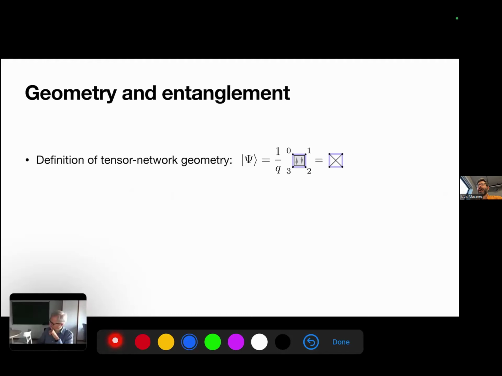Okay, so now we are going to construct states. For instance, this is a state of 4 spins with the unitary of the dynamics. If I just put the unitary with the 4 free legs, I have a state of 4 spins. And with this, I can associate a geometry, a 2-dimensional geometry, where I substitute this gate by a cross.